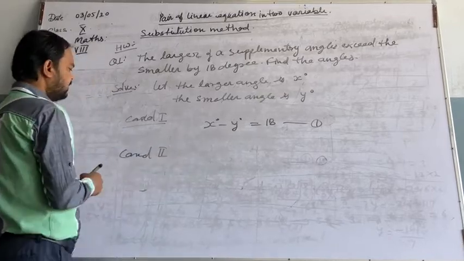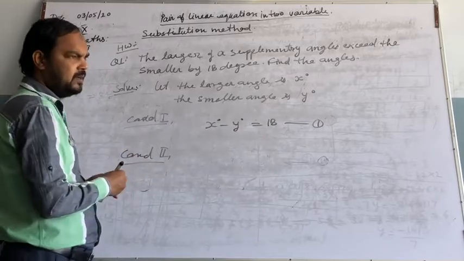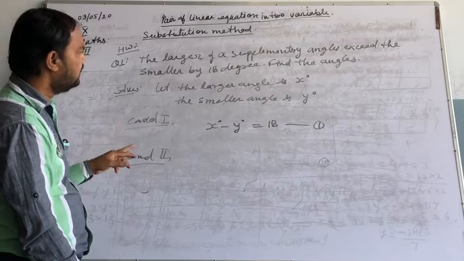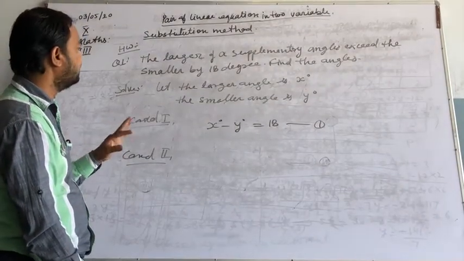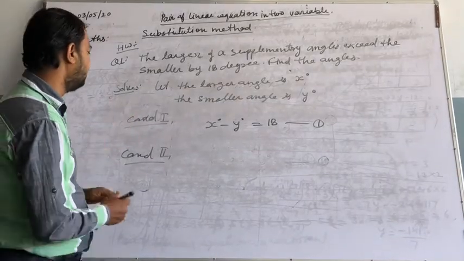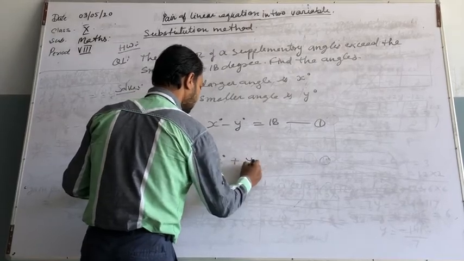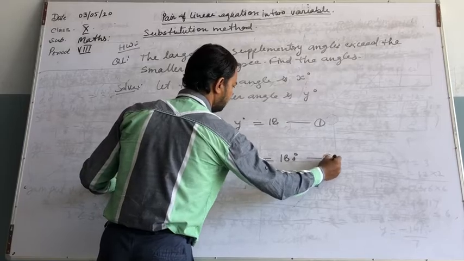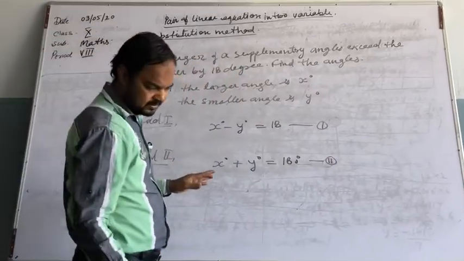As we know about supplementary angles. What is a supplementary angle? When the sum of two angles is 180 degrees, the two angles are called supplementary angles. So we have two angles x and y, and both are supplementary. It means the sum of these two angles will always be 180 degrees. So we can say here x degrees plus y degrees equals 180 degrees. This is equation number 2. Now you try these two equations at home by substitution method.